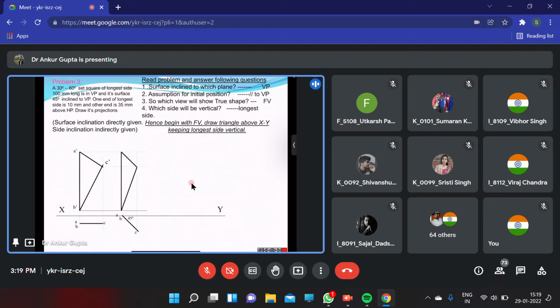One end of the longest side is 10 mm and the other end is 35 mm above HP. This longest side has one end 10 mm above HP and the other end 35 mm. In the second case, we rotated it in the third, next view.